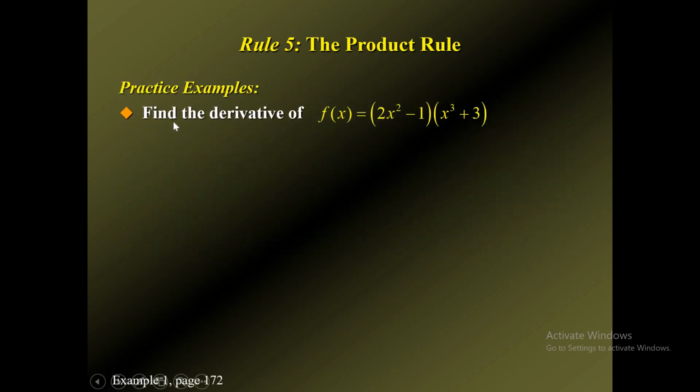Example. Find the derivative of f(x) = (2x² - 1)(x³ + 3). Two brackets, two functions, first multiply the second. So we are going to use what? The product rule. Yes, as I said, Raya and Sakina. The first waits while I take the derivative of the second, plus the second, this time waits while I take the derivative of the first.